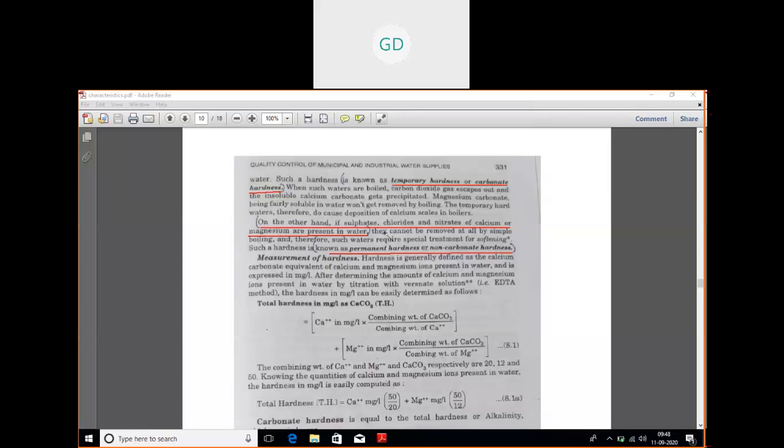Basically, you need to remember that for temporary hardness, carbonates or bicarbonates of calcium and magnesium salts are present, and for permanent hardness, sulfates, chlorides, and nitrates of calcium or magnesium salts are present. This much is important to remember. Now, there is one formula to find the total hardness. This is the formula. You can take a screenshot of this.